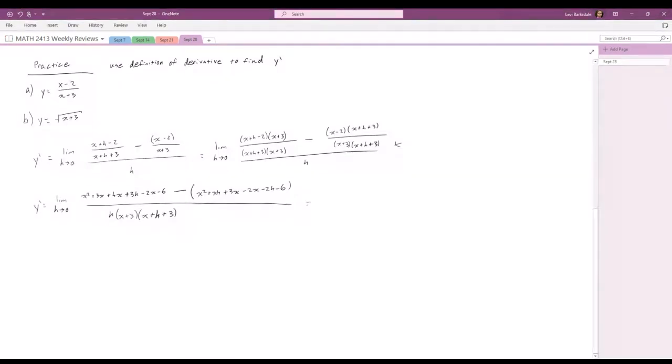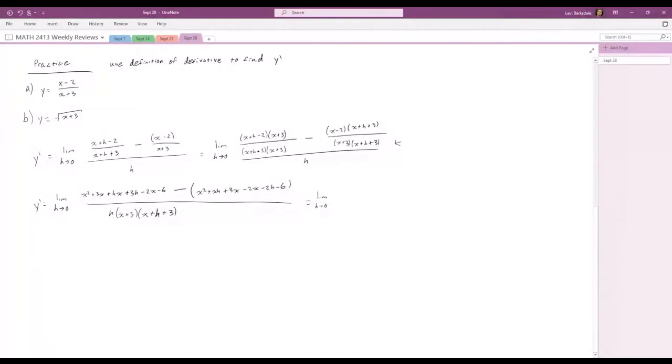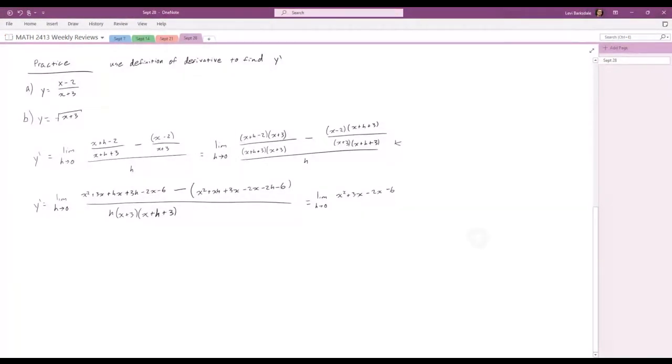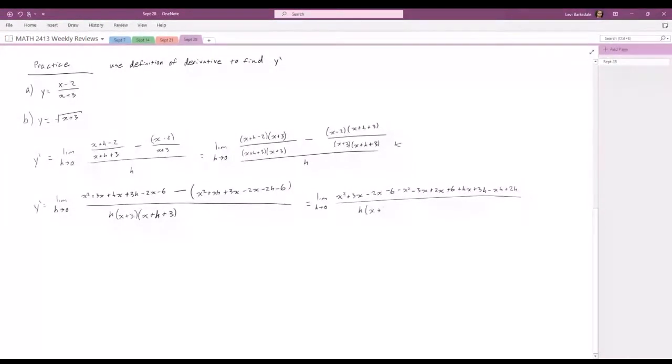Now I can distribute my negative. This is x squared plus 3x. I'm also going to put all of my terms with an h at the end. So x squared plus 3x minus 2x minus 6 minus x squared minus 3x plus 2x plus 6. And now for my h terms, plus hx plus 3h minus xh plus 2h. Did I miss anything? I don't think so. All right. And all of this is going to be over h times x plus 3 times x plus h plus 3.